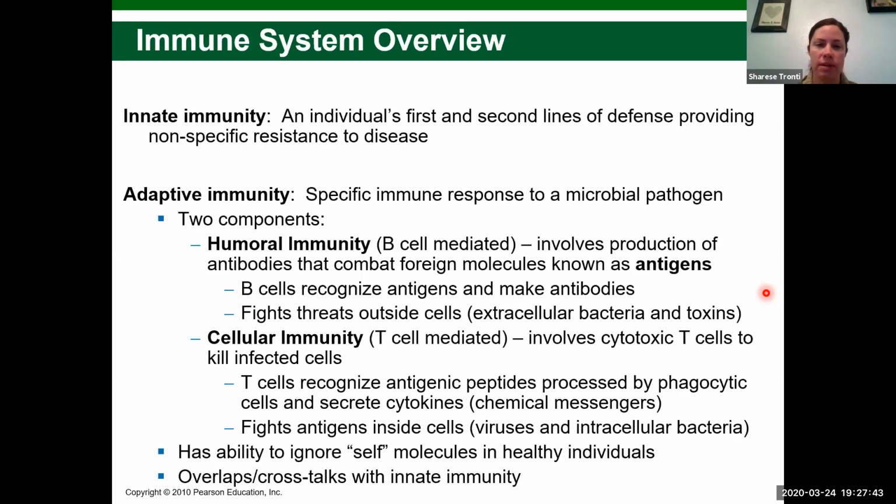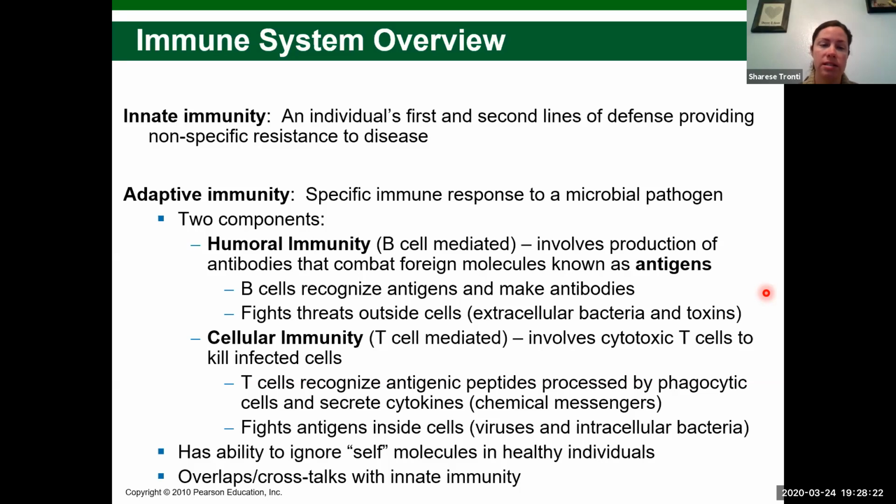There are two main components of adaptive immunity: humoral immunity and cellular immunity. Humoral immunity is mediated by B cells, and this involves the production of antibodies against specific antigens. These are only going to be effective against extracellular pathogens. So the antibodies will be in the extracellular fluids of the body, and they are going to bind to the microbes that are on the outside of the cells.